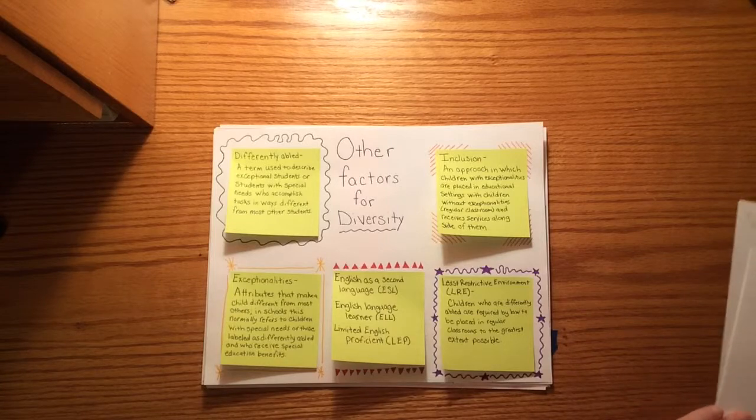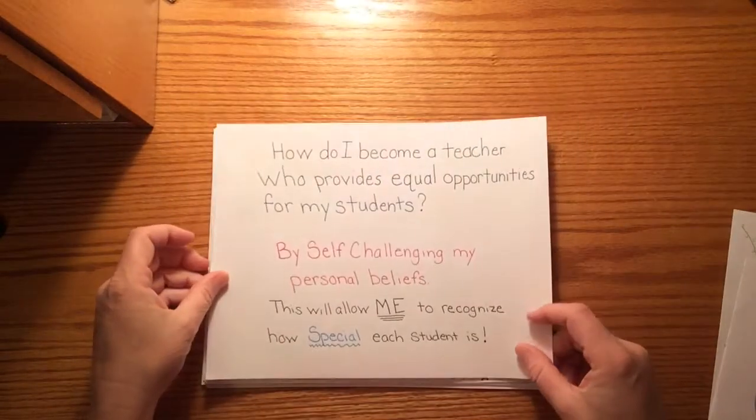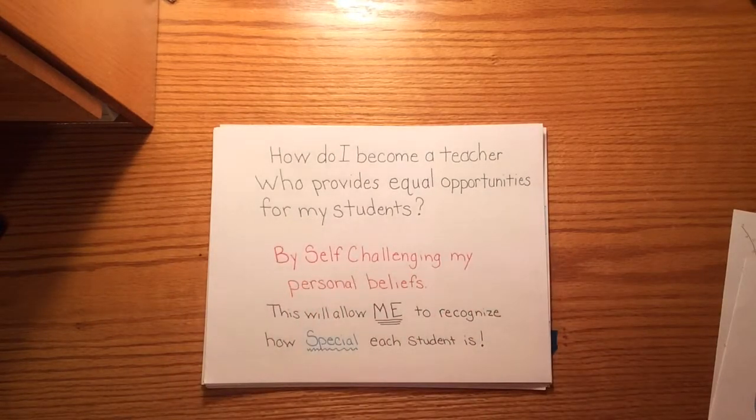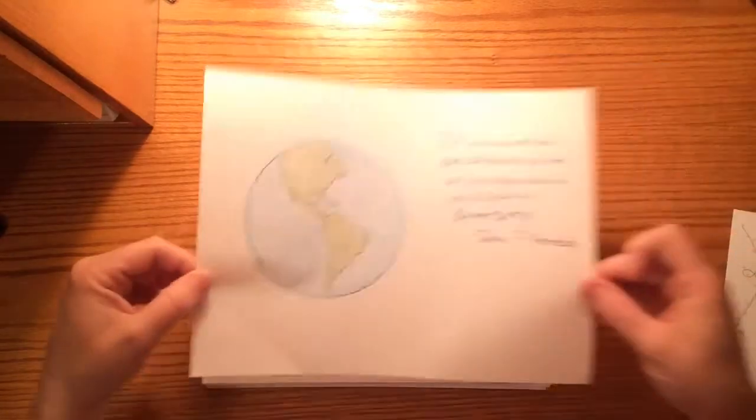So with all of these things in mind, you may be thinking, how do I become a teacher who provides equal opportunities for my students? Well, for me, I'm going to do it by self-challenging my personal beliefs and keeping an open mind when I'm looking out at the students sitting in the desks in front of me. By doing this, it will allow me to recognize how special each student is. And it is with open-mindedness that I have found 2 quotes that I thought would end this video on Competency 2.